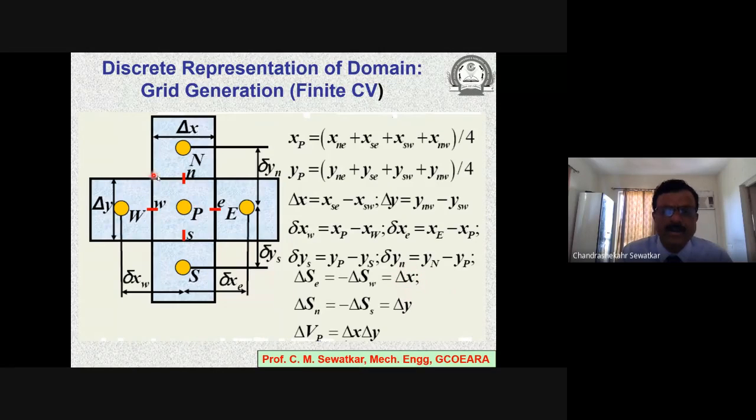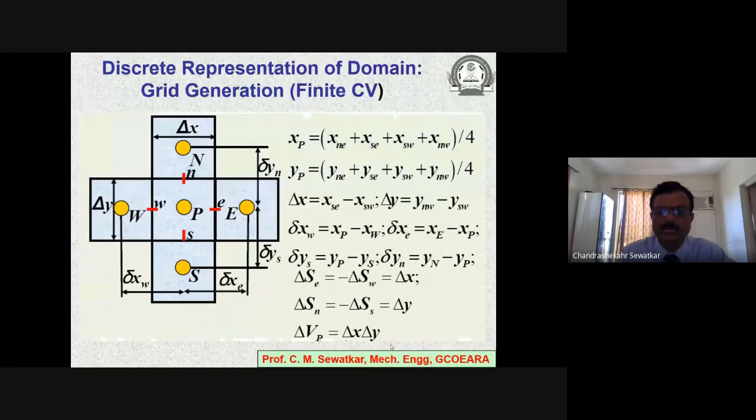Similarly, delta Sn, the area of the north face, is also equal to the area of the south face, but it's negative, and that is all equal to delta X. These two are required to be exchanged with each other. There is a typographical mistake. I'm sorry for that. And then we also need to determine the volume of each and every cell. So the volume of a cell is given by delta Vp equal to delta X into delta Y.